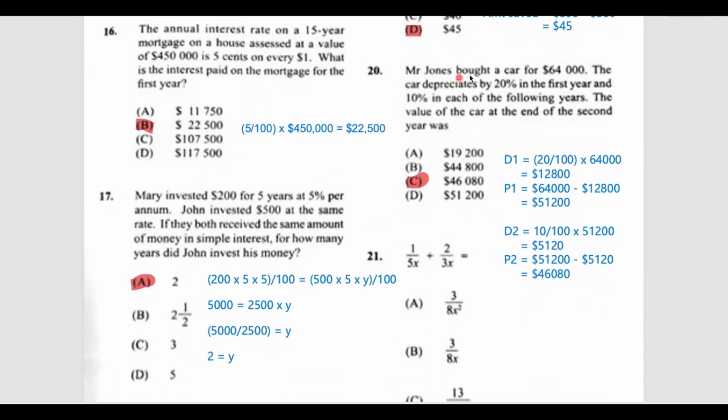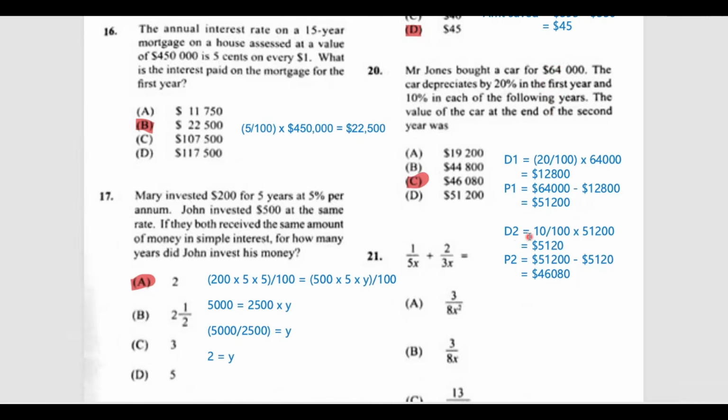Number 20, Mr. Jones bought a car for $64,000. The car depreciated by 20% in the first year and 10% each of the following years. The value of the car at the end of the second year was... The first thing we're going to do is work out depreciation for the first year. It'll be 20%, that's 20 over 100 by 64,000. If we cross out the first two zeros, top and bottom, you get 20 by 640 to get 12,800. Because you're depreciating, you have to subtract that 12,800 from your 64,000 to get 51,200.